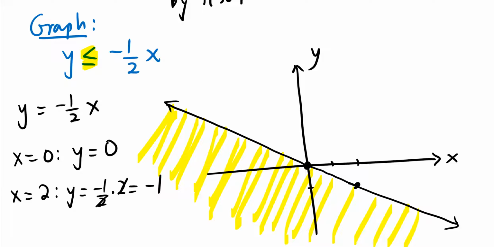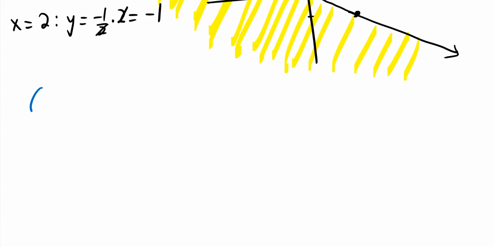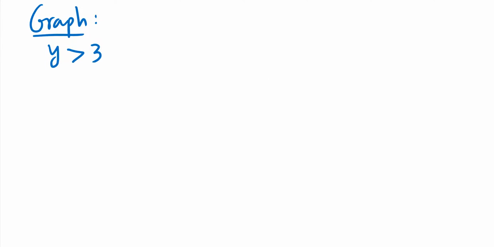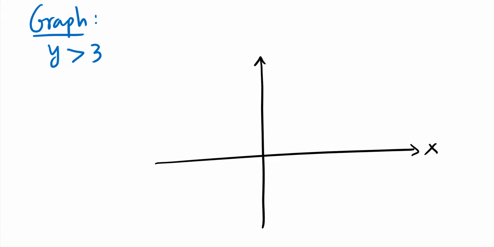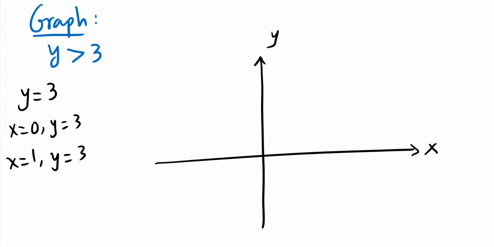What about if we look at a different one? Graph y bigger than 3. We're going to graph it first as if it's y equals 3. That means if I take x equals 0, y is 3. If I take x equals 1, y is 3. If you take any x value, y will always be 3. So (0, 3), (1, 3), (2, 3). That will give us a horizontal line.